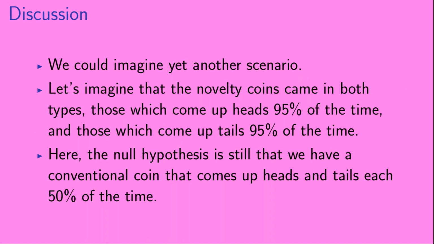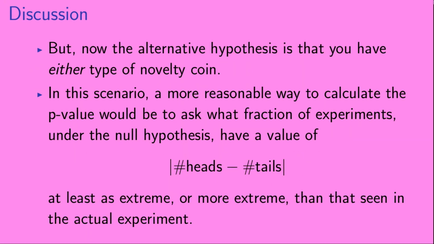Let's imagine that the novelty coins came in both types, those which come up heads 95% of the time and those which come up tails 95% of the time. Here, the null hypothesis is still that we have a conventional coin that comes up heads and tails each 50% of the time. But now the alternative hypothesis is that you have either type of novelty coin.